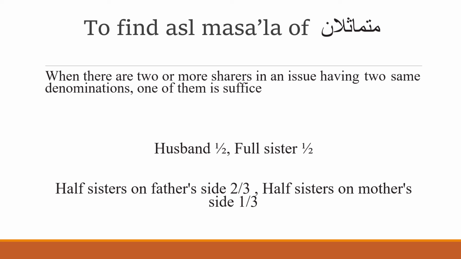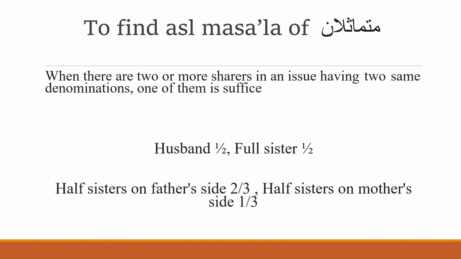And take another example. Half sister on the father's side will get 2/3. Half sister on the mother's side will get 1/3. The denominators are the same, that is 3. Then you divide the wealth, the asset, into three portions. 2 will go to the half sister on the father's side, and 1 will go to the half sister on the mother's side. That's all. Okay, so this is the way to find aslul mas'ala of such fractions, the denominators of which are the same.